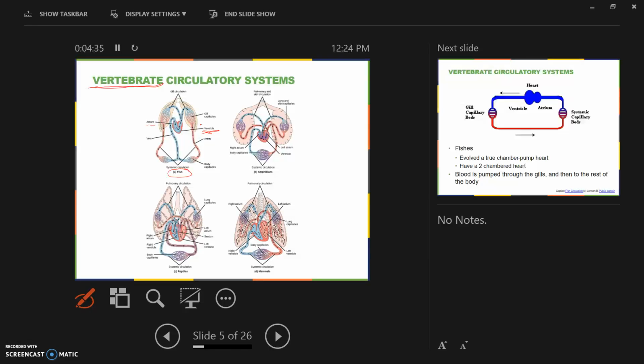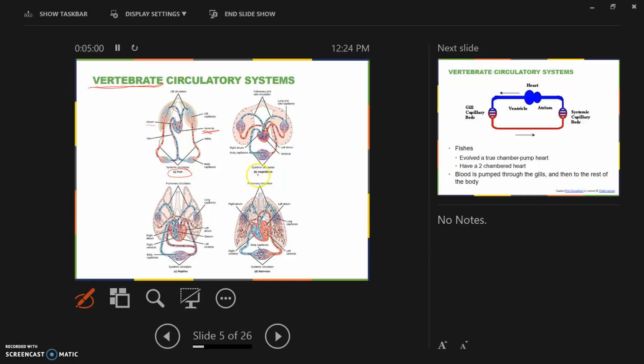And so blood from the systemic circulation is transported. Well, we'll start with the heart, I guess. So the heart transports blood to the gills and then the blood travels from the gills to the systemic circulation and back to the heart.